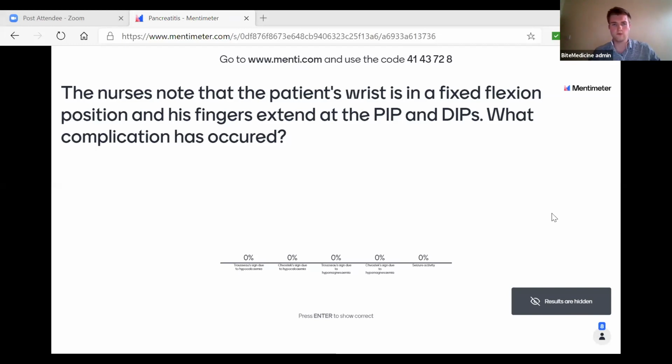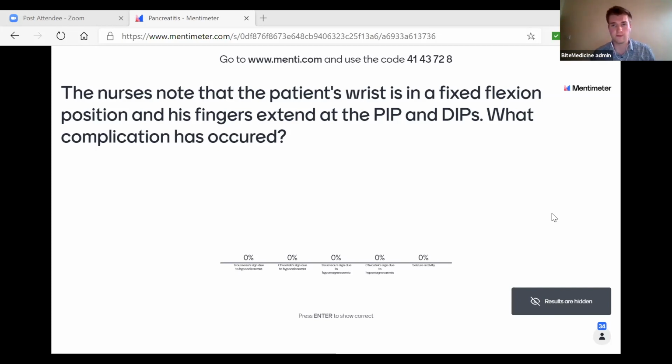So the question, it's written quite small on this slide. The nurses note that the patient's wrist is in a fixed flexion position and his fingers extend at the PIP and DIP joints. So that's the proximal interphalangeal and distal interphalangeal joints. What complication has occurred? Our options are Trousseau's sign due to hypocalcemia, Chvostek's sign due to hypocalcemia, again Trousseau's sign due to hypomagnesemia, Chvostek's sign due to hypomagnesemia, or seizure activity.